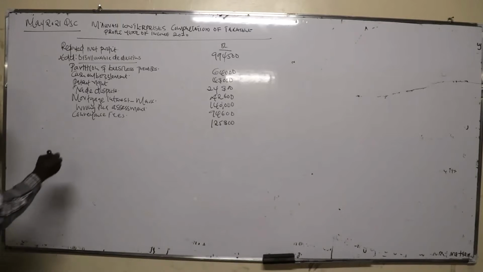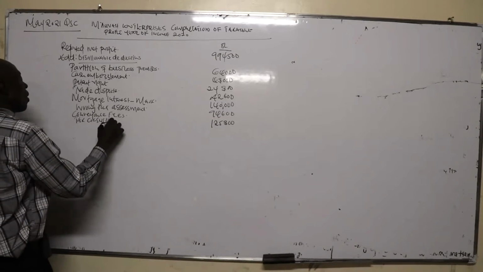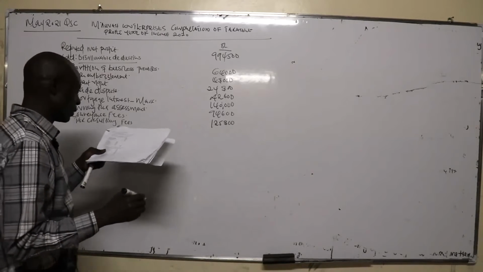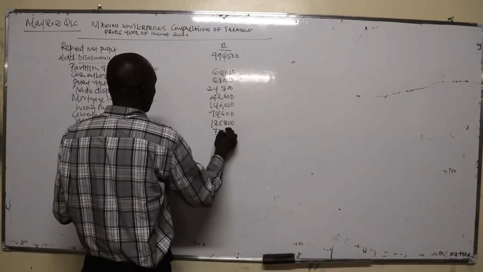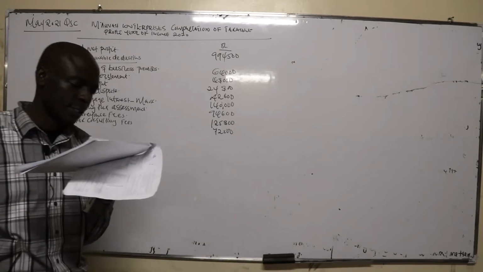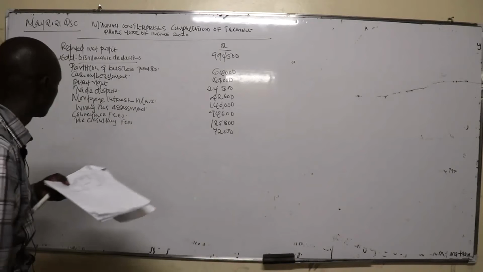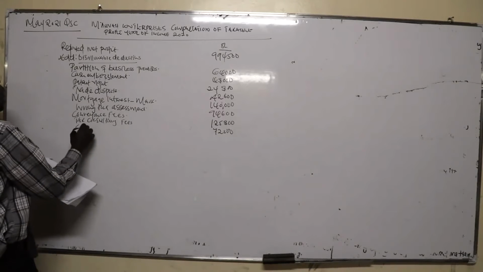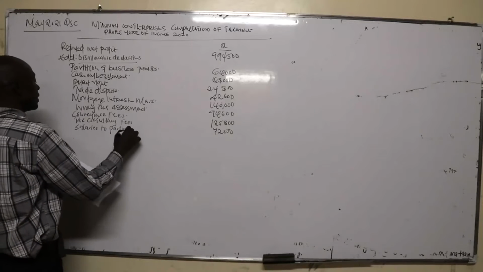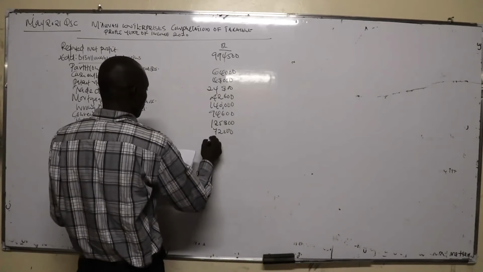Tax consultancy fees are not allowed. So that is 72,500. That one you add back. After that we have salaries to partners. Salaries to partners are not allowed. 450,000.